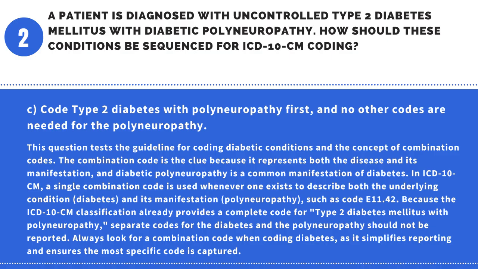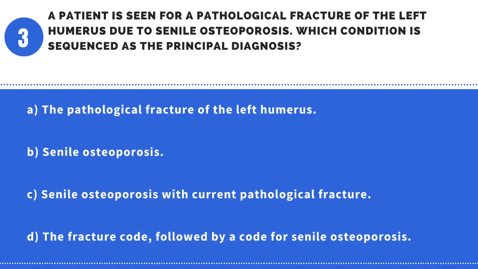Because the ICD-10-CM classification already provides a complete code for type 2 diabetes mellitus with polyneuropathy, separate codes for the diabetes and the polyneuropathy should not be reported. Always look for a combination code when coding diabetes, as it simplifies reporting and ensures the most specific code is captured.